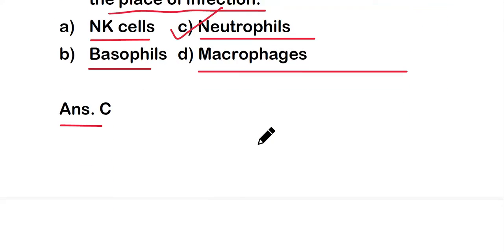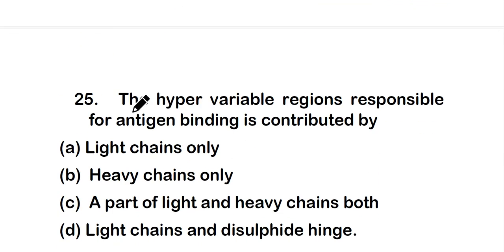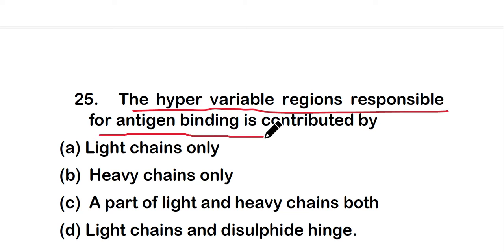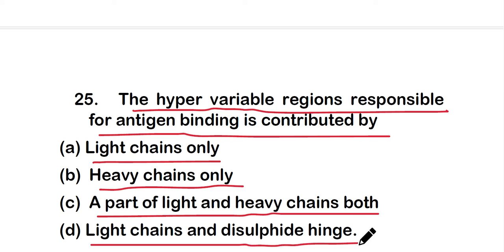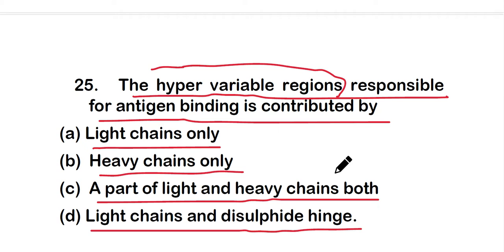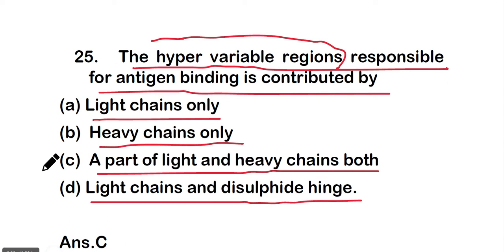Okay, next is question number 25. The hypervariable regions responsible for antigen binding are contributed by: option A, light chains only; option B, heavy chains only; option C, a part of light and heavy chains both; or option D, light chains and disulfide hinge. So the hypervariable region of an antibody which binds with the antigen is composed of which one? Option C, that is, it is composed of a part of light and heavy chains.